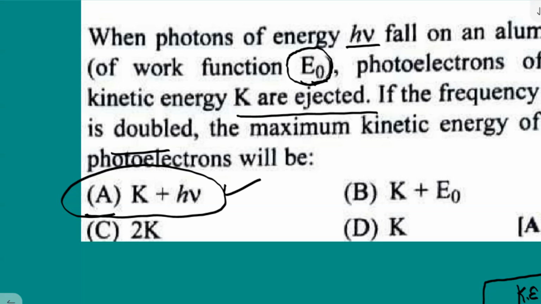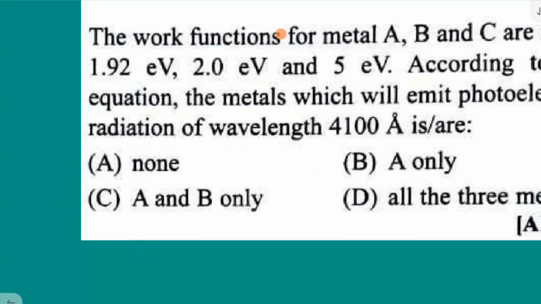Now let's move to the next one. The work functions of metals A, B, C are respectively 1.92 electron volt, 2 electron volt, and 5 electron volt. According to Einstein's equation, the metal which will emit photoelectrons for the radiation of wavelength 4100 angstrom is?